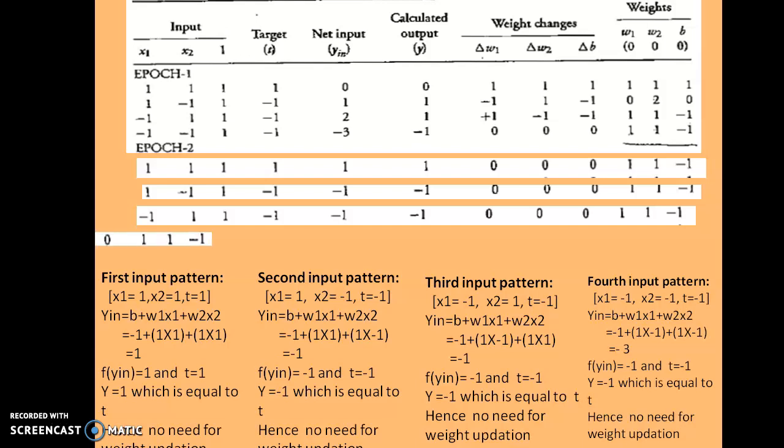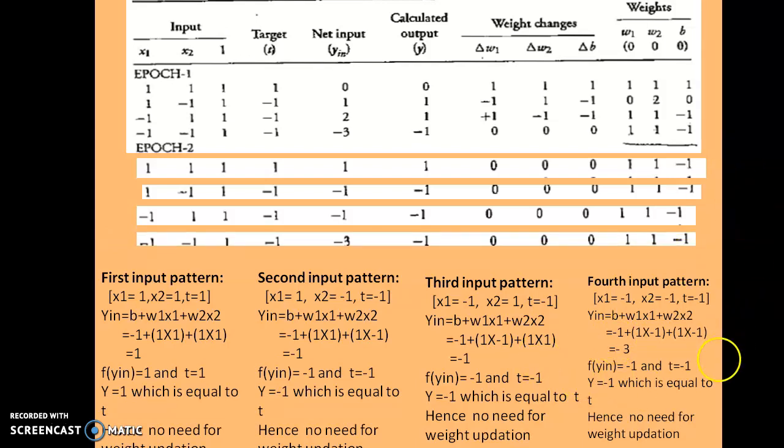We complete the table now. So minus 1, the target is minus 1. Net input is minus 3, because of that we got the calculated output minus 1. Minus 1 and the target output are equal. So no need for weight updation. Weight updation is 0, 0, 0. The current weights we keep as 1, 1, minus 1 for the entire epoch 2. For the entire epoch, there is no change in the weights, and the weights we calculated in the previous epoch are as it is for the complete epoch.